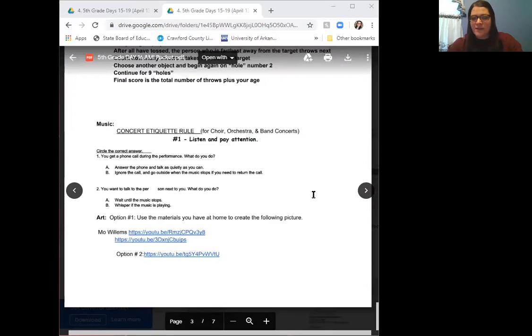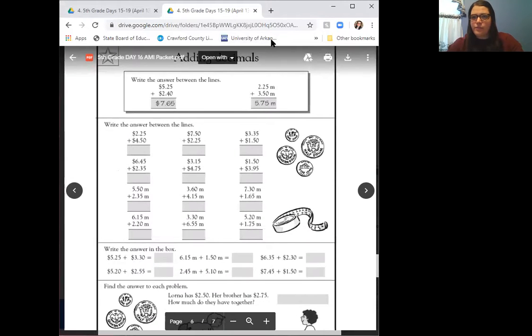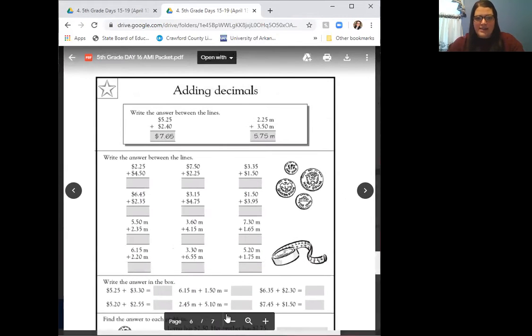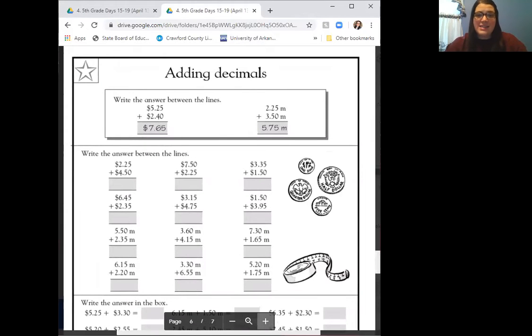So for math, we're going to go ahead and review your option one worksheet, which is adding decimals. Let me open that up and share it with you guys. I opened it on a separate screen so that I could make it bigger, and then I lost it. There it is. I'll go ahead and zoom in on it. Okay, so here is the attached math worksheet for today, and it is adding decimals.